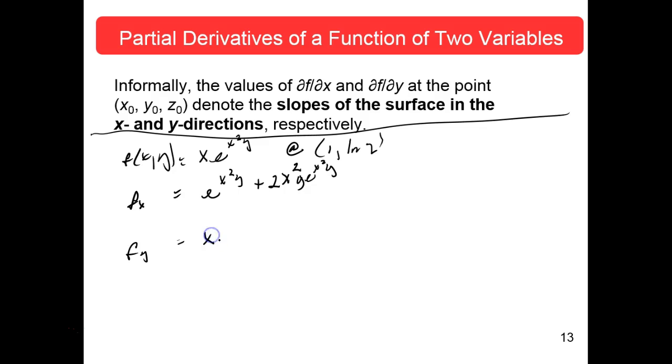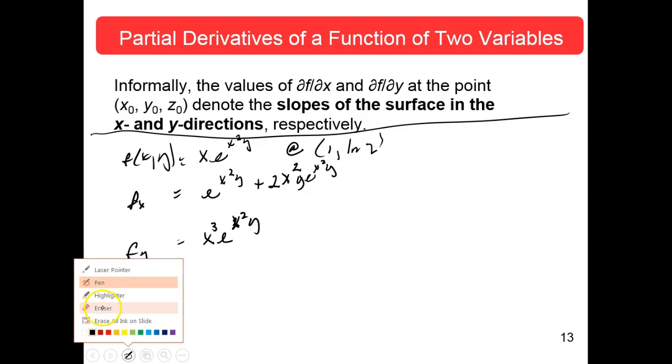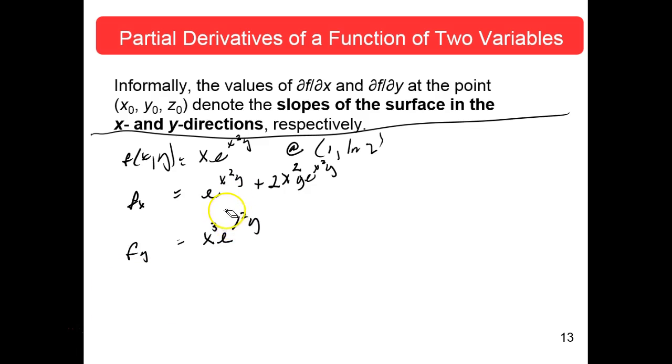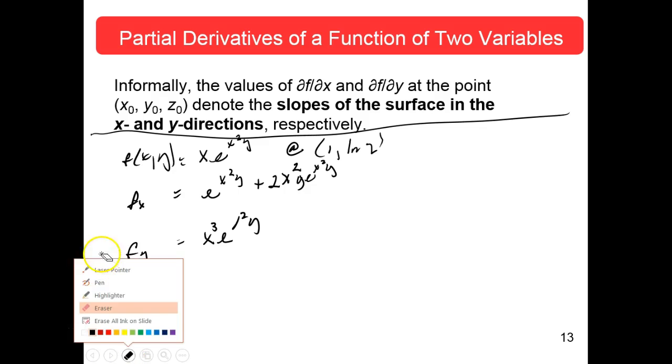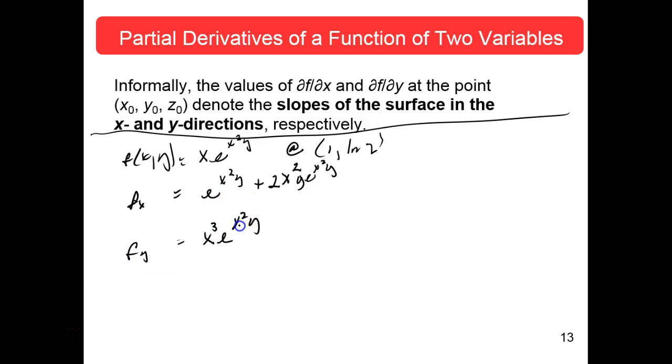x, y. X e to the x squared y. Now do the chain rule part. What would that be? Yeah. No. With derivative with respect to y, which would be another x squared. So that makes it x cubed. Right? This one you keep the x's, treat the x's as if they're constants. Okay? So x squared would be a constant. Okay? So that's what it would turn out to be.